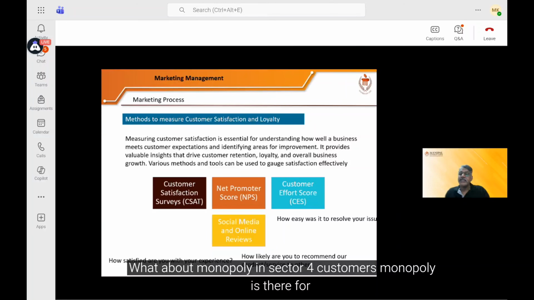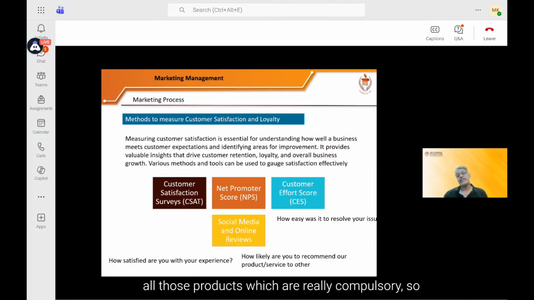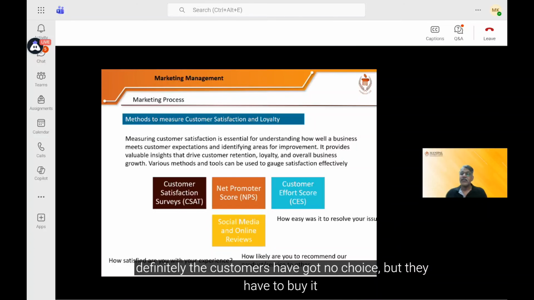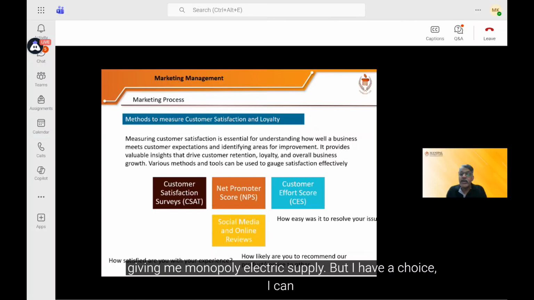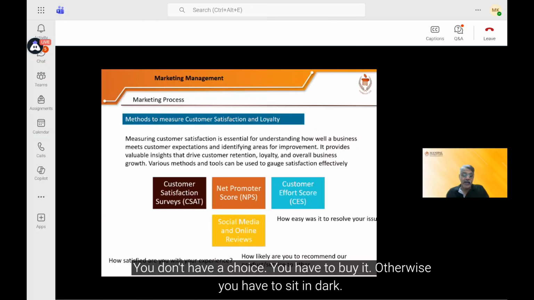What about monopoly in a sector for customers? Monopoly is there for all those products which are really compulsory. So in that case, we'll find that in a monopoly market, definitely the customers have got no choice, but they have to buy it. For example, electric supply is a monopoly. In Mumbai, Reliance, I'm sorry, Adani is giving me electric supply, but I have a choice. I can buy it from Tata also. But if it's from the government sector, you don't have a choice. You have to buy it. Otherwise, you have to sit in the dark.